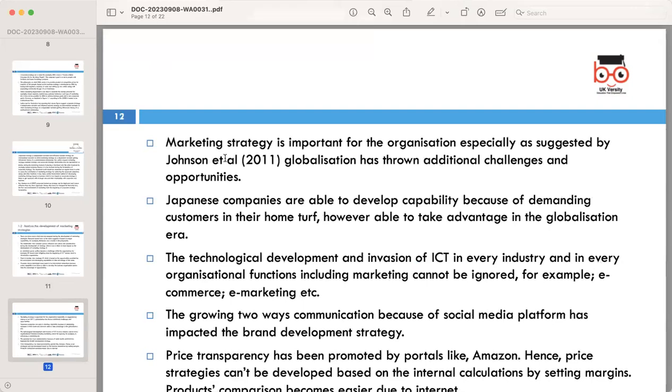Any question if anyone is there, or any comments, or can you guys see my screen? If not, please let me know if anyone is there.